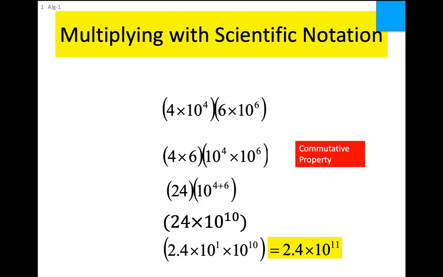2 to the 5th. We don't change the base, we change the exponents. That's why. All right. Cool. So that's the welcome to the club. Scientific notation makes your life easier.